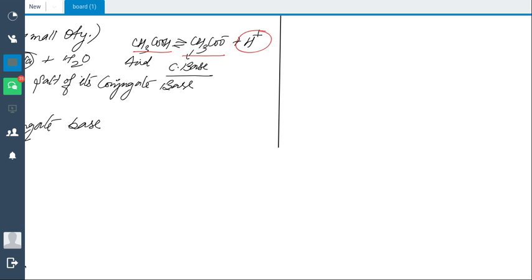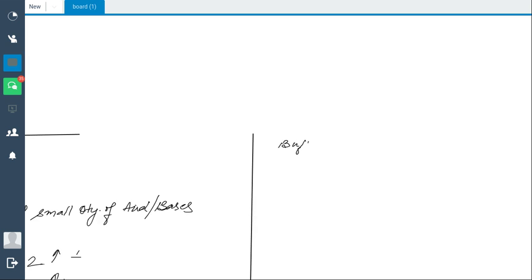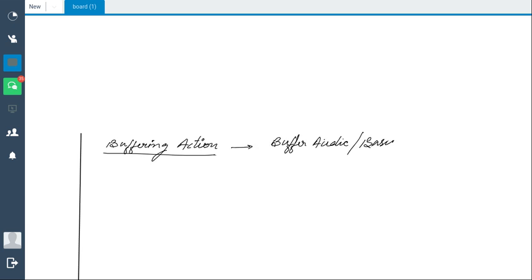Okay, fine. Now see how the change in the pH of the solution is resisted. This is termed buffering action. The buffering action is due to the buffer's acidic and basic nature.